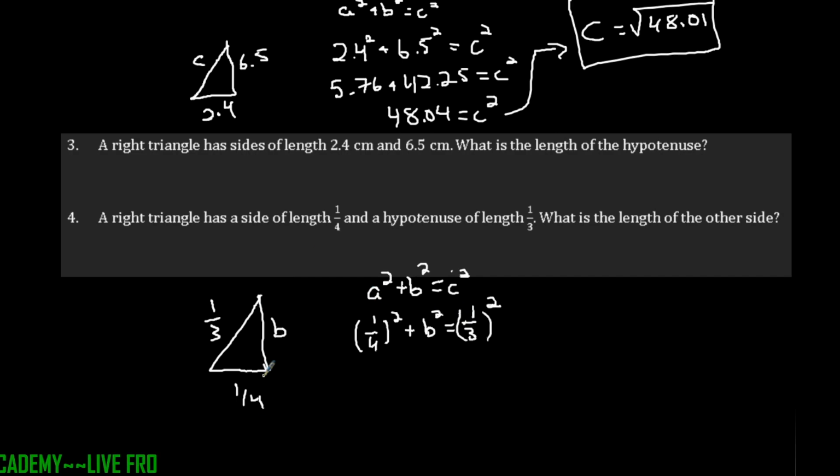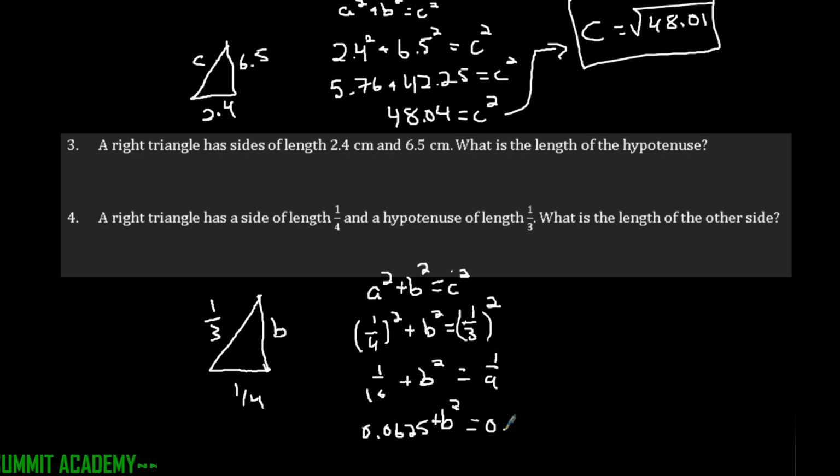And so this is going to be the same as 1/16, which is the same as 0.0625. We don't know what B is, but we can still solve for it. So we're going to say this is 1/9, which is the same as 0.1 repeating. So make sure you're saying that's repeating. Subtract both sides by that amount. So subtract both sides by 0.0625.